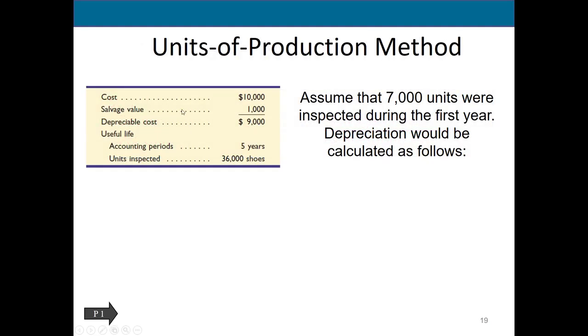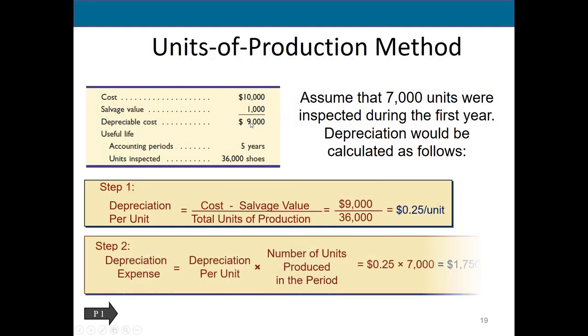Let's take a look at that. Remember, this was our data. We have 9,000 depreciable cost, but we have a units inspected at 36,000 shoes. We believe that this machine will inspect 36,000 shoes, and then in our mind, it's just going to die, although it probably won't. How do we calculate that? We take the 9,000 divided by the 36,000 shoes, and we say for every shoe that comes through this machine, we should depreciate 25 cents. So we look at our actual period. So what happens is, assume that 7,000 units were inspected in the first year. We take the 7,000 times that depreciation per unit. Our depreciation expense in year 1 will be 1,750.